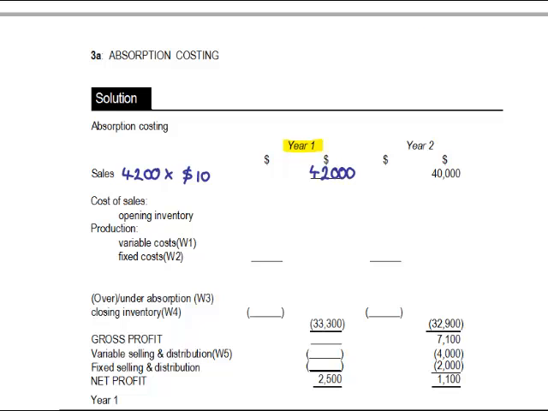And that gives me $42,000. Next we need to put together the cost of sales, and we've been told there's no inventory. So the first working is about variable costs. Let's work out the variable cost per unit to start with. Remember, we're only interested in production variable costs.